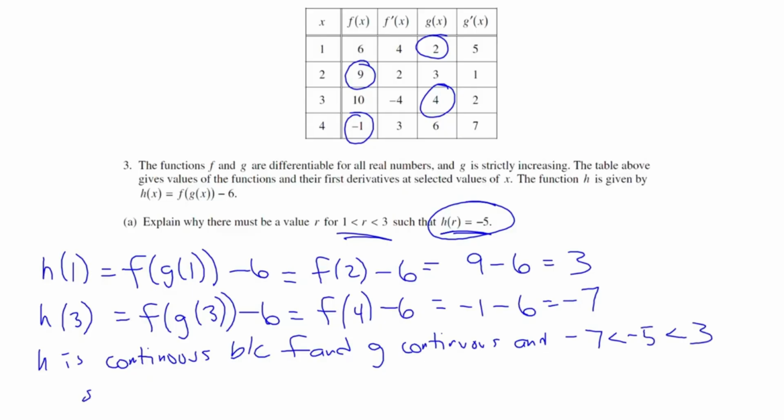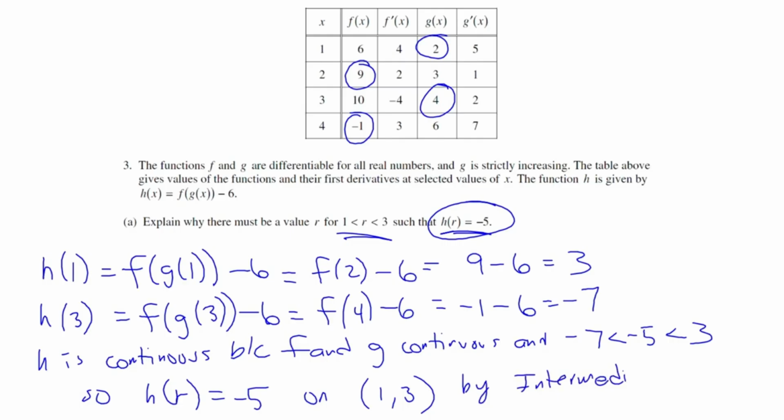So h of r must equal -5 on the interval from 1 to 3, because h of 1 was 3 and h of 3 was -7. And the reason will be our intermediate value theorem. And you're going to get 2 points for this. 1 just for getting the values, and 1 for the correct conclusion using the intermediate value theorem.